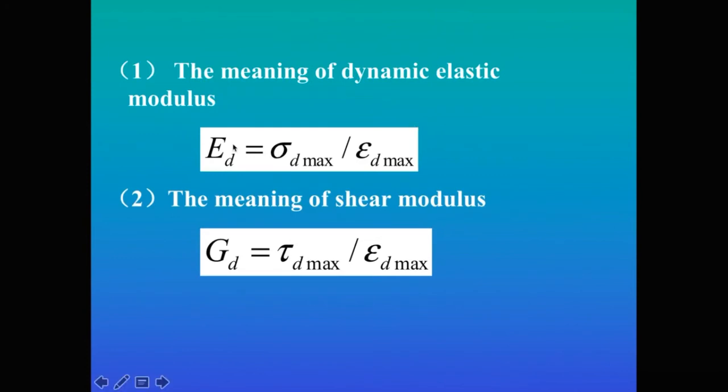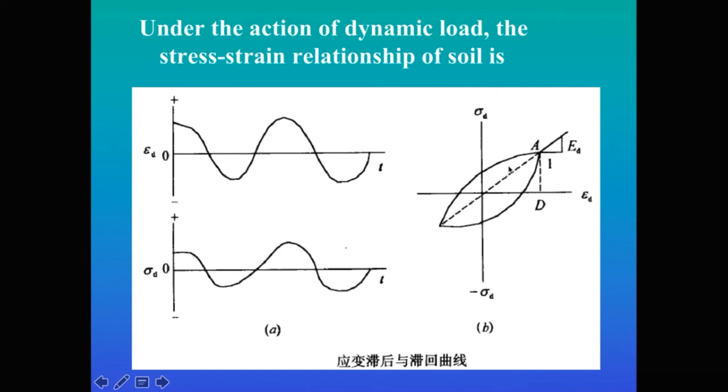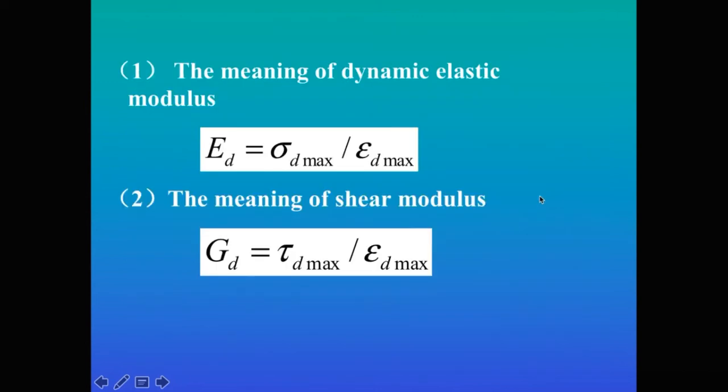Let's see the modulus. The dynamic elastic modulus here, just now I said dynamic modulus, Ed, is used at the end of the loop. Let's go back. The end of the loop, or the turning point of the loop here. Use the stress and the strain of this point to calculate the dynamic elastic modulus. Ed equals sigma d max over epsilon d max.